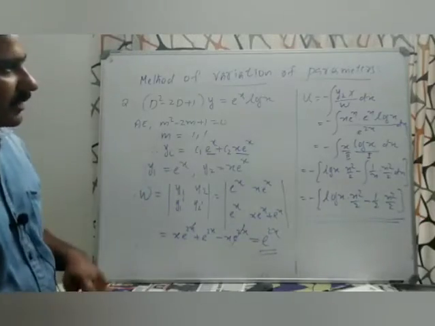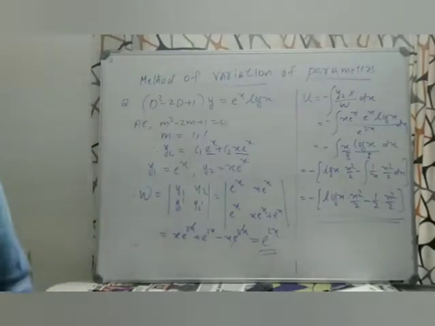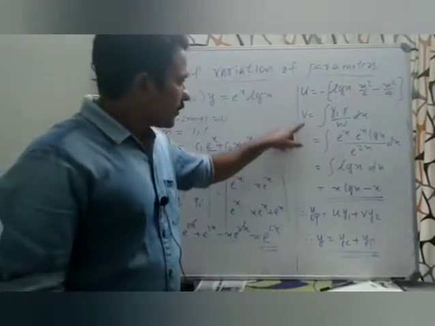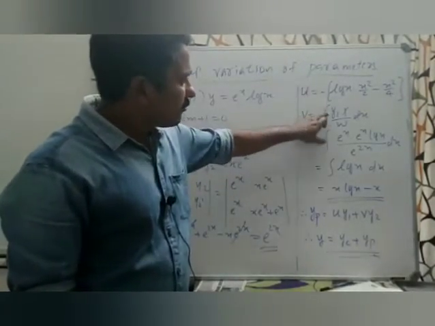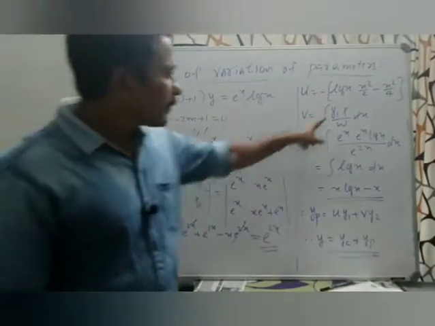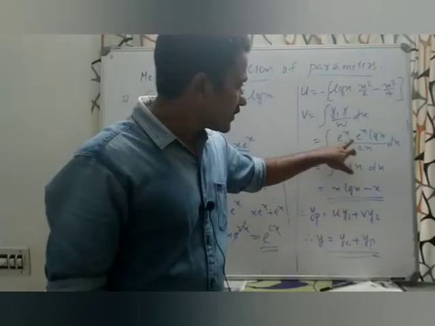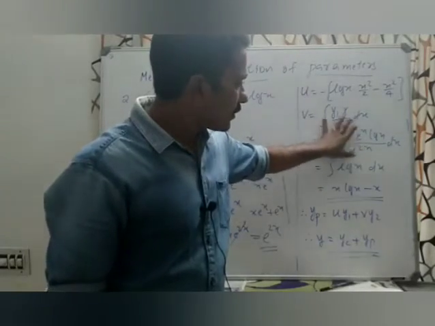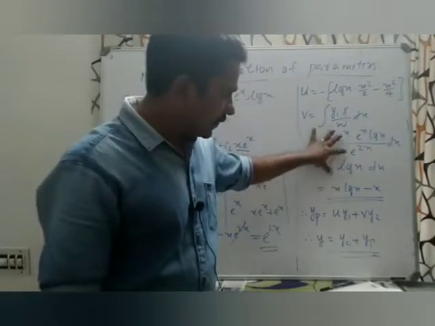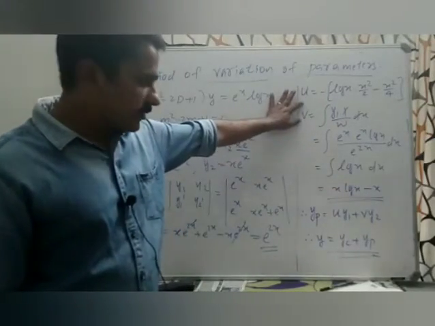Now the same way we can calculate v also. I'll erase this and I'll do that. Okay, and this is v: integral of y1 x over w dx, and y1 is e to the power x, so e to the power x log x over w, which is e to the power 2x. This e to the power x times e to the power x will be cancelled and it remains only log x. So the integral of log x, we know the formula for that, x log x minus x, right? So we obtained v also.